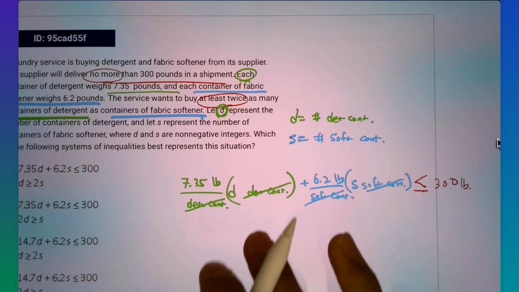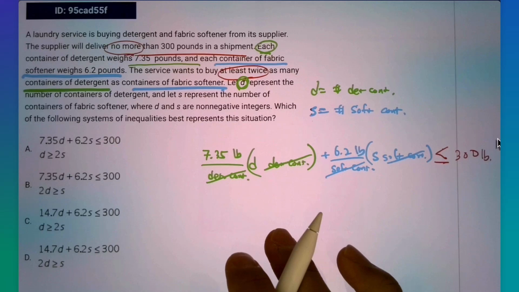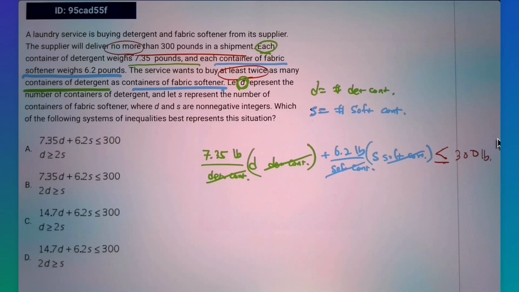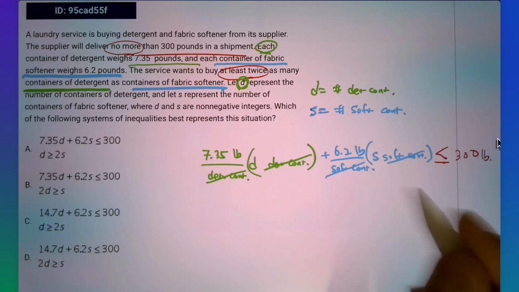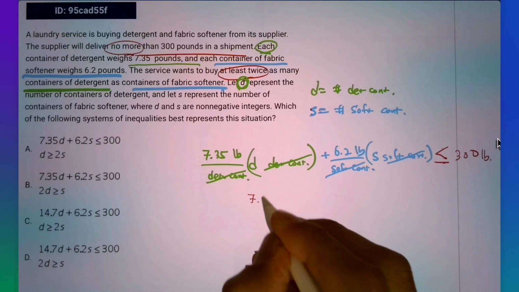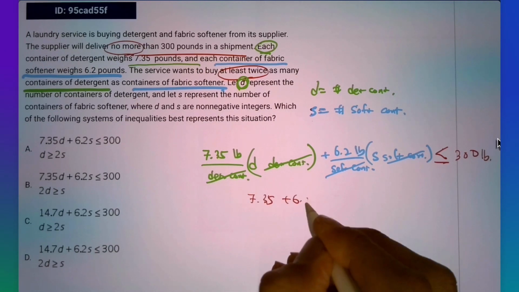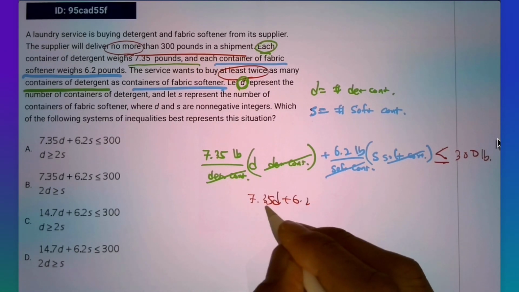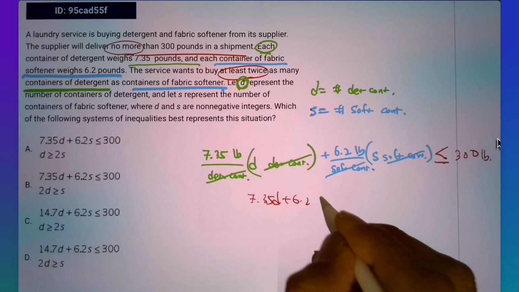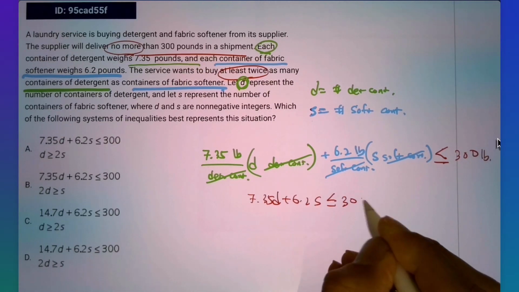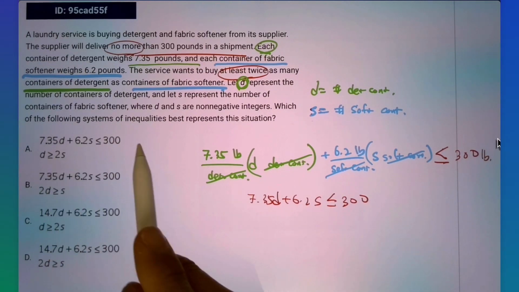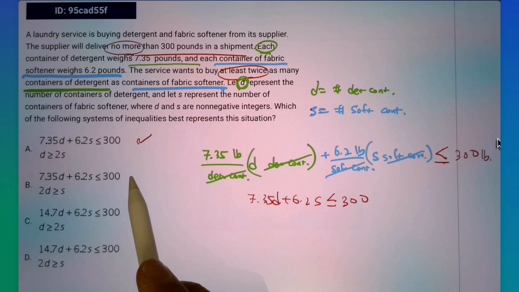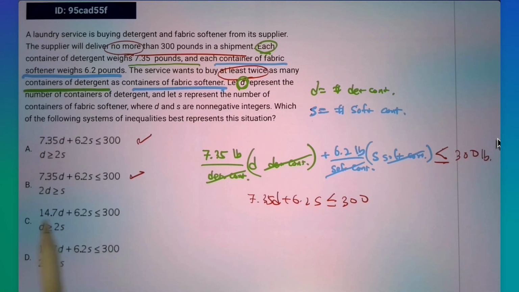From that alone, we might be able to eliminate some choices. So if I just make it clean, 7.35D plus 6.2S is less than or equal to 300. Which one do we have? Okay, that one we have. This one we have. We can eliminate choices C and D based on the first one.